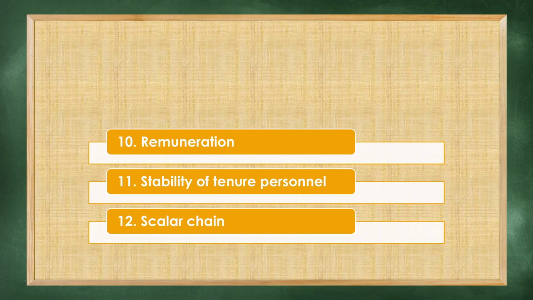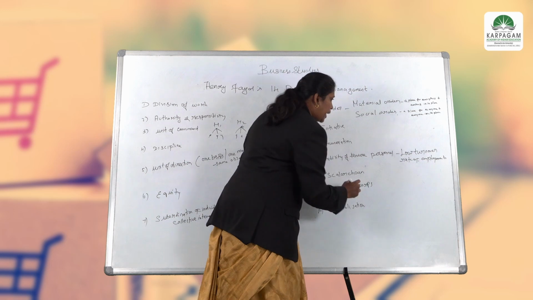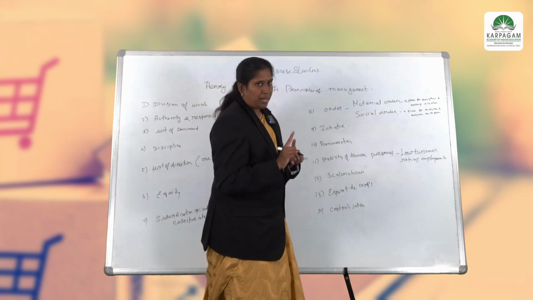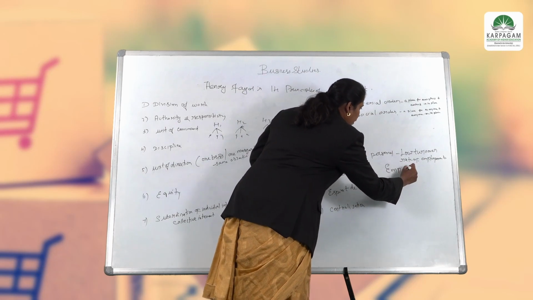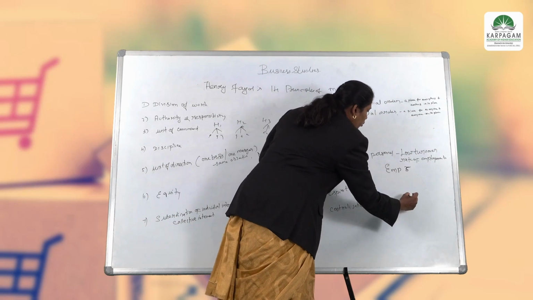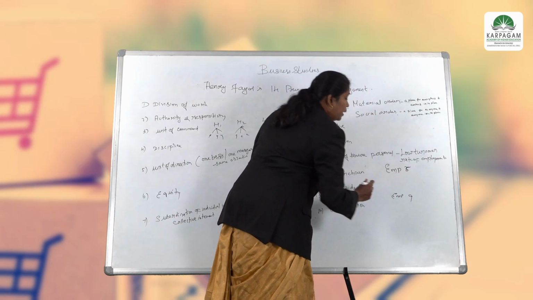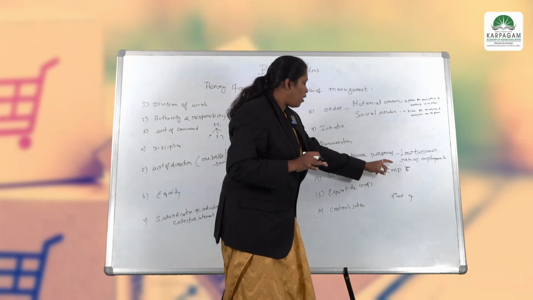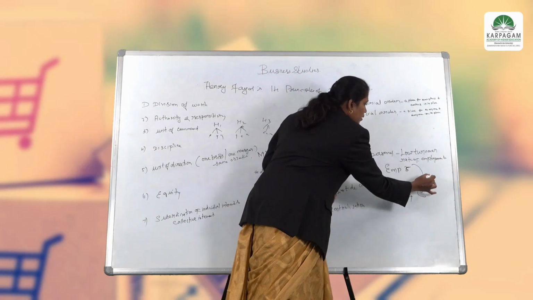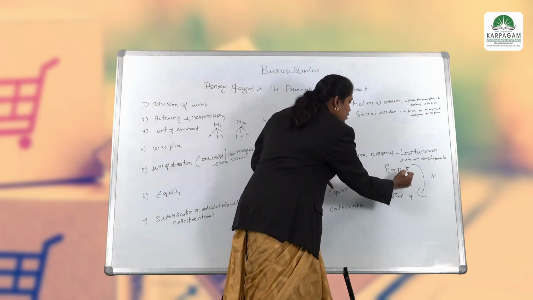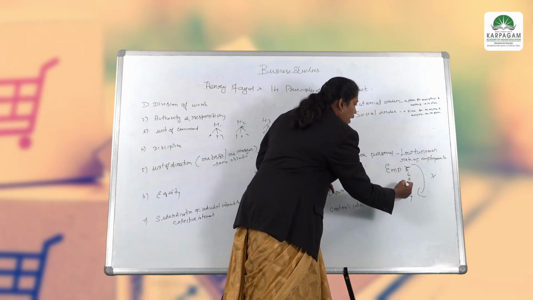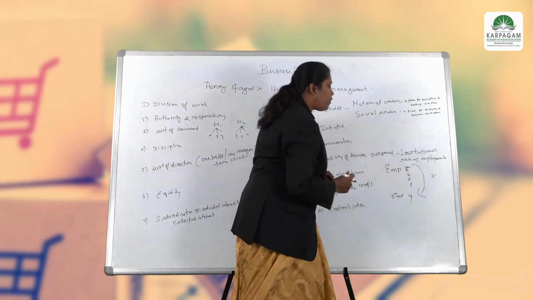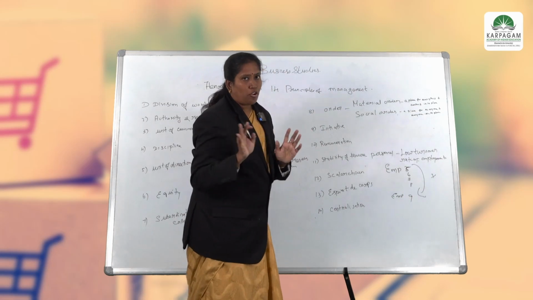So next one is scalar chain. Scalar chain is in the sense communication from top level to low level. I give you an example. This is employee 5. He wants to communicate to employee 9. See, directly that employee 5 cannot come to 9. So he has to come forward. He has to approach 6 and then he has to approach 7 and he has to approach 8 and finally only then can 5 meet 9. This is a scalar chain.